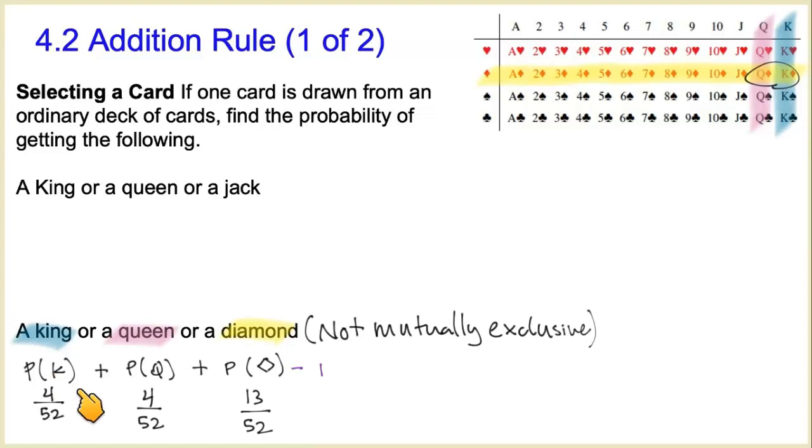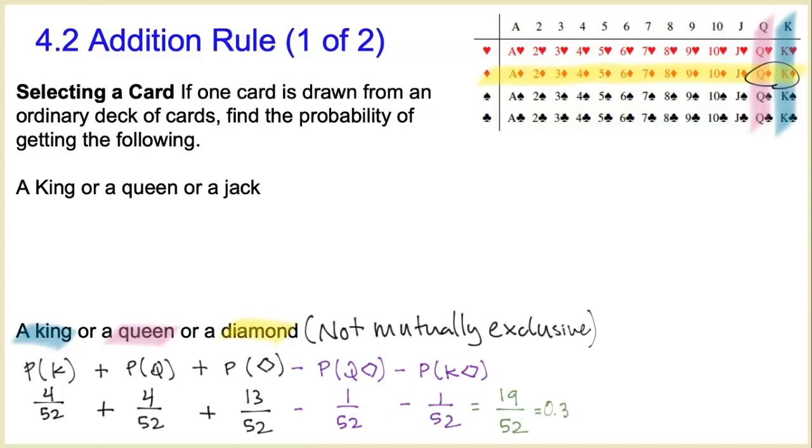The probability of a king, one of the kings is a diamond, one of the diamonds is a king. Probability of a queen, one of the queens is a diamond, one of the diamonds is a queen. So I have to subtract out where they overlap. So the probability of a queen of diamonds, 1 out of 52, and the probability of a king of diamonds, 1 out of 52, and we subtract those out. And that will give us our resulting probability, which is 19 out of 52, 0.365, so that's somewhat unlikely to occur, right? It's definitely higher than unlikely, but it's lower than equally likely, so it's somewhat unlikely to occur.